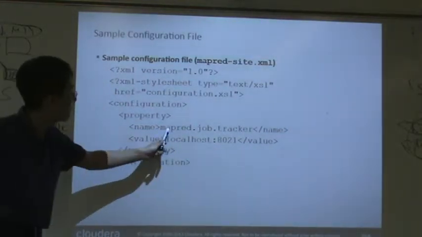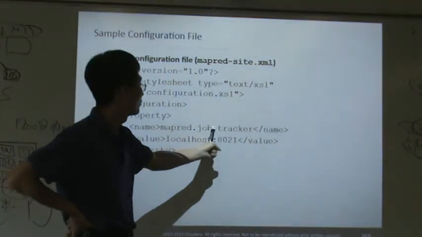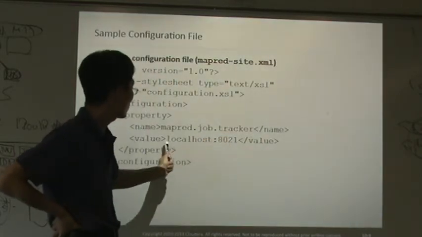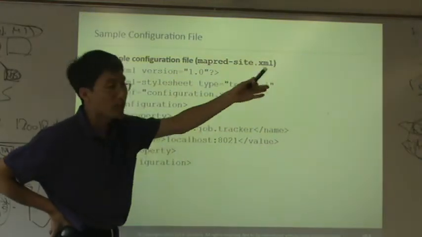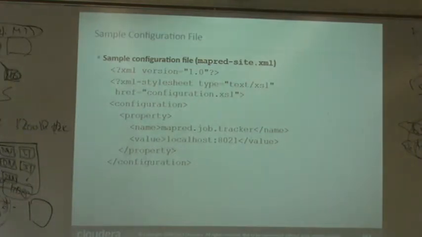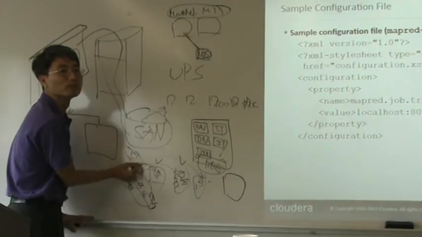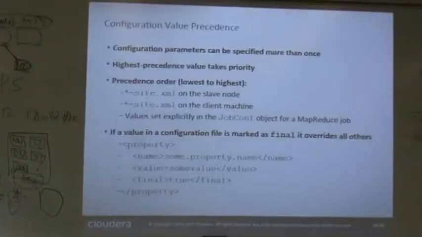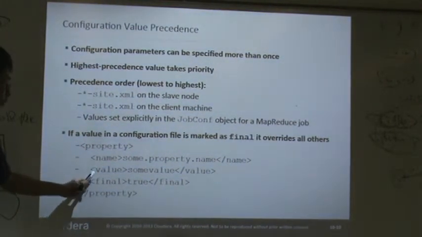So for example, mapred.job.tracker is the location of the job tracker. It's a localhost or IP address. Because Hadoop is based on the TCP/IP protocol, there is also a port number. That is the way to decide the job tracker. This is in mapred-site.xml. This is a property name and value.